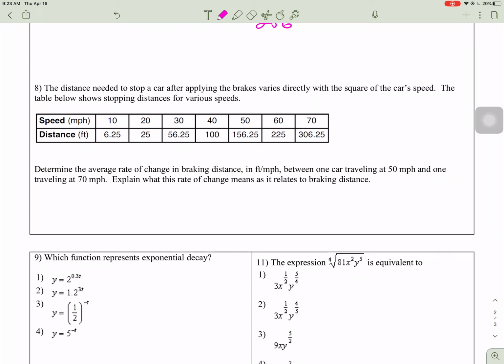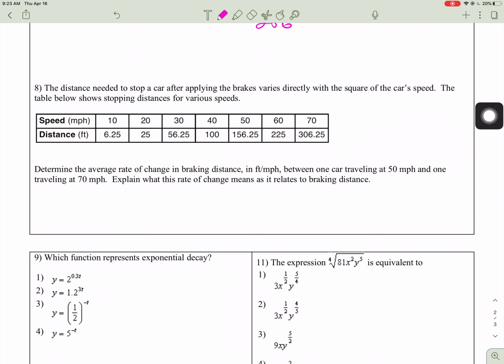All right, now let's get into some exponential stuff here. The distance needed to stop a car after applying brakes varies directly with the square of the car's speed. The table below shows stopping distance for various speeds. So if you're going 10 miles per hour, it only takes you about 6.25 feet to stop, but if you're going 70, it takes you about 306. It's not linear. It's not going up by the same each time.